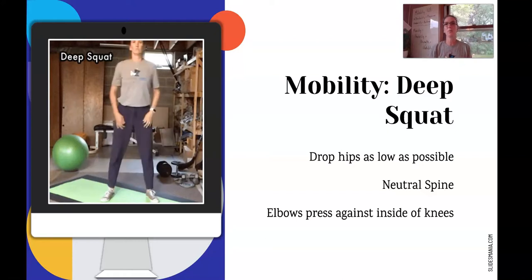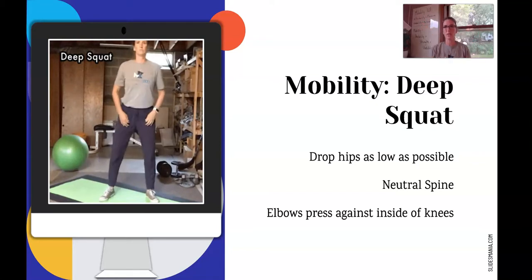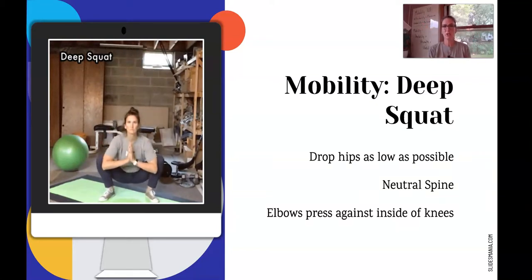All right, so when we're talking about that deep squat, again, we are dropping our hips as low as possible. I want your toes to stay straight. Some of you, we really talked about not letting your heels squeak in and your toes squirt out as you're doing that squat. Maintaining that neutral spine, and again, pressing the elbows inside of our knees. That is our deep squat.